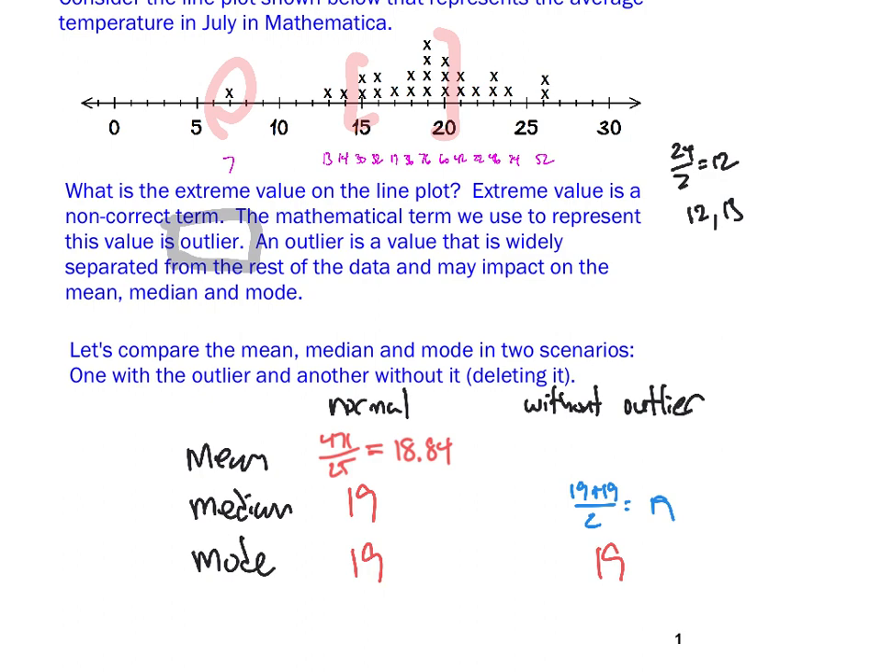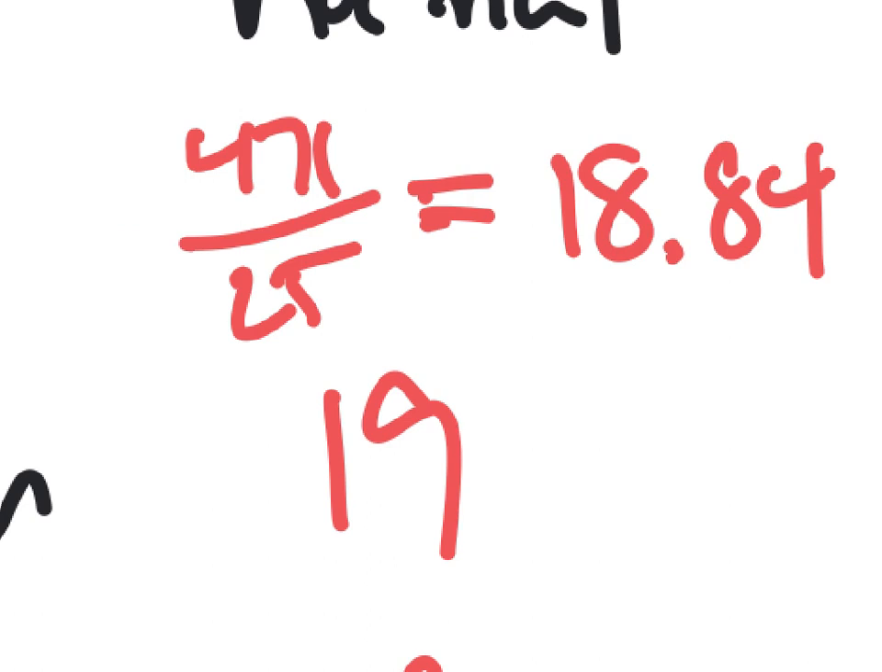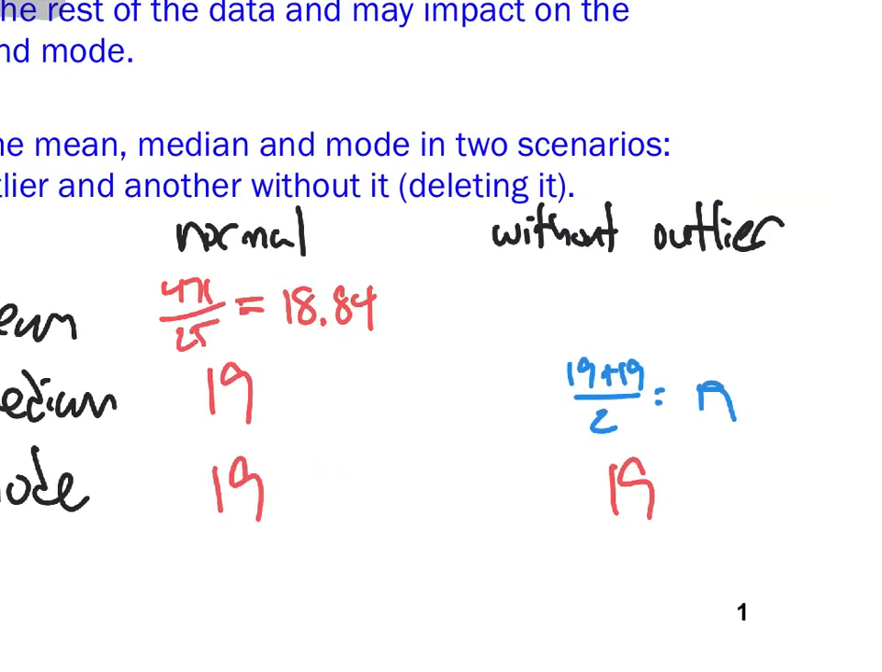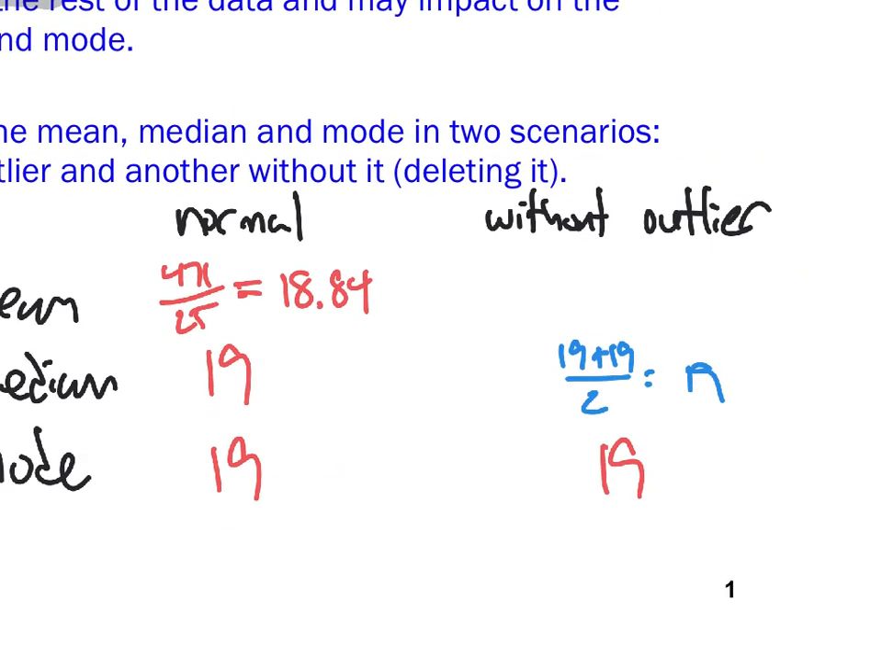Now, it doesn't have to be trickier than you think it is, though. Well, no, you're not taking 7 away from this. This is going to become a 24. But you're going to take 7 away from the total. So what's 7 taken away from 471? 471 minus 7 is 464. So it's just going to be 464 divided by 24.